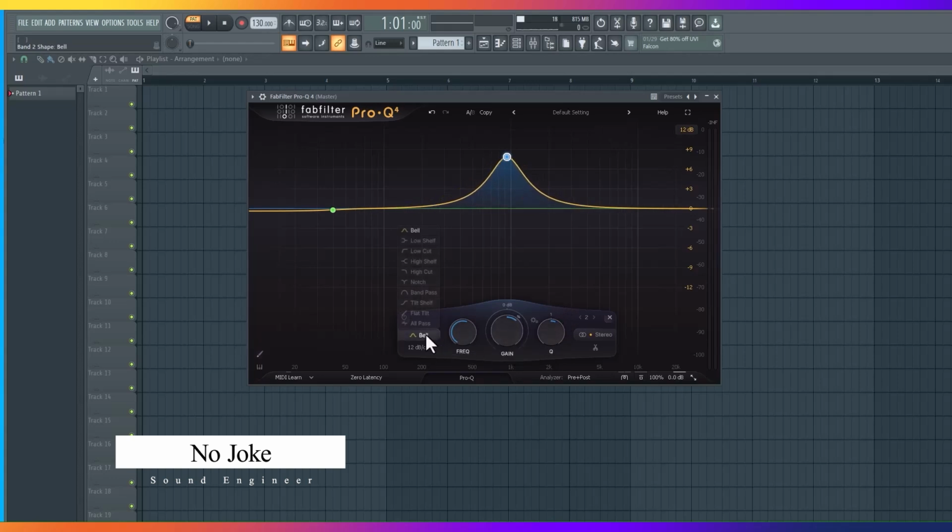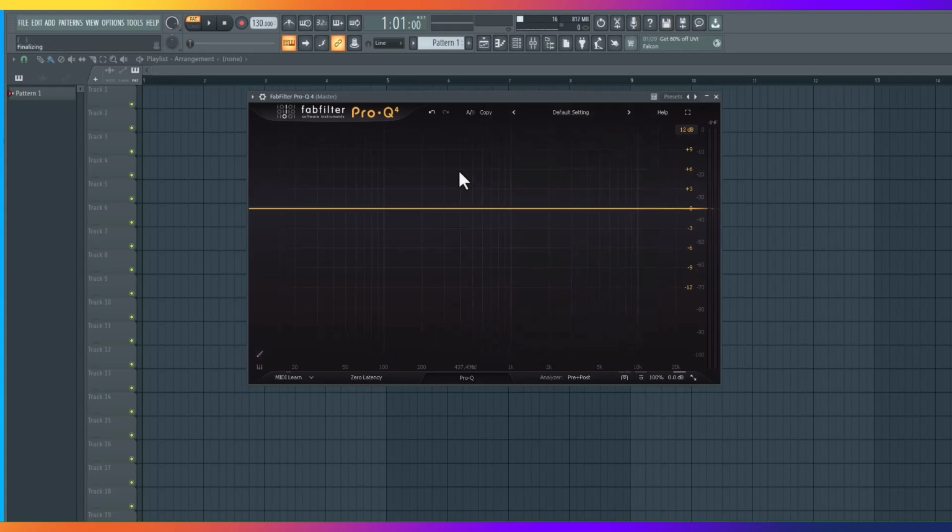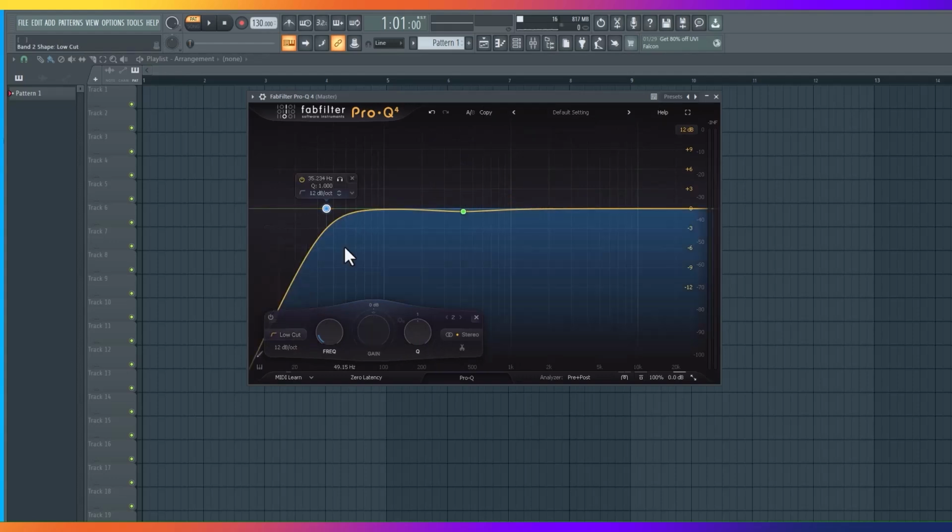And also let's look at the high pass filter. Let me put this one on default. So when you see a low cut, it just means either a low cut or a high pass filter.